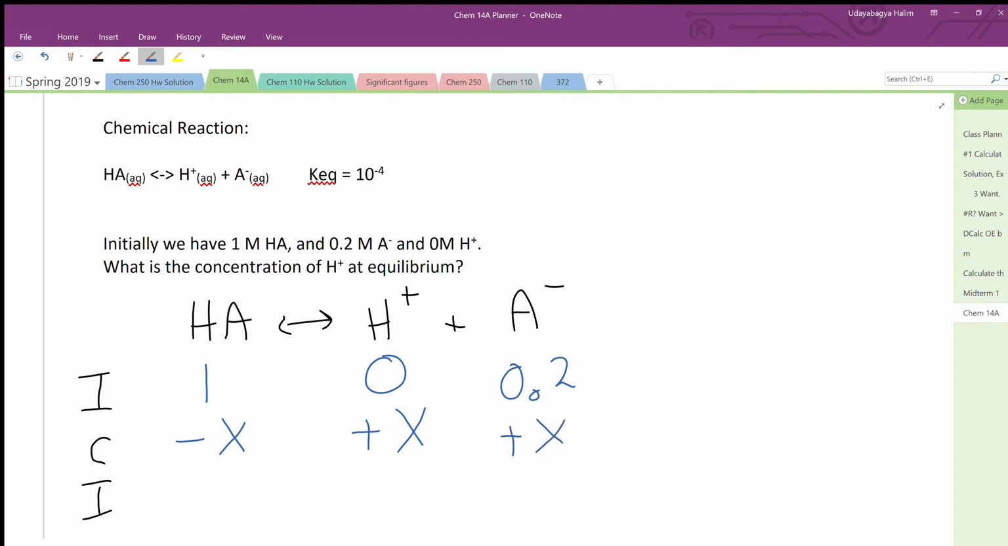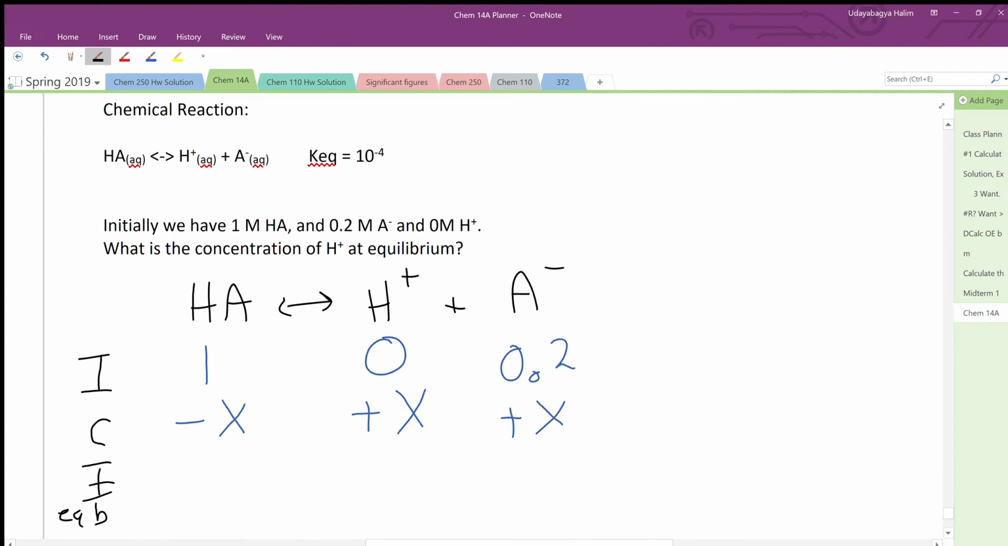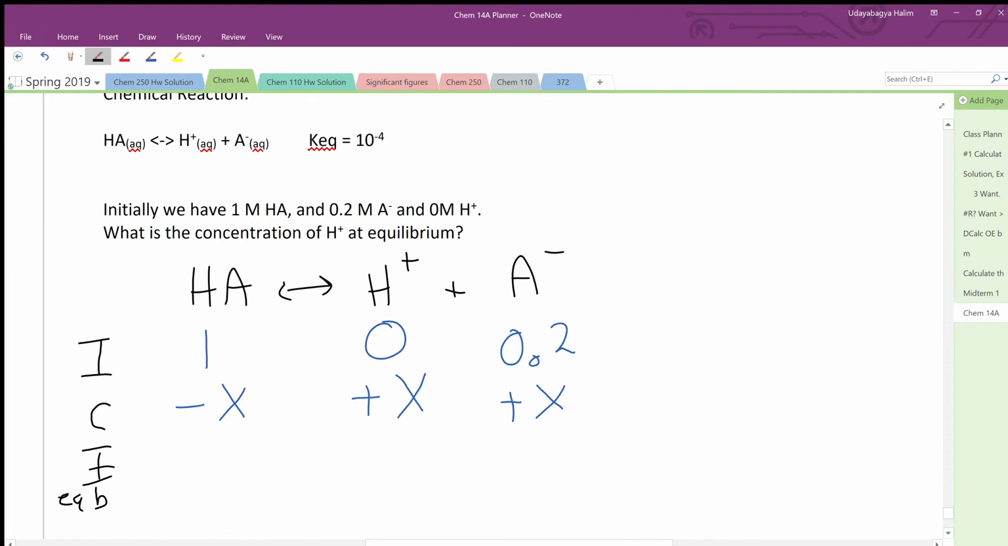At the end, excuse me, that's not I. So it's an ICE table: Initial, Change, and E at the end is equilibrium. At equilibrium, the concentration of HA would be 1 minus x. H plus is going to be x. And A minus is going to be 0.2 plus x. So that's our condition at equilibrium.